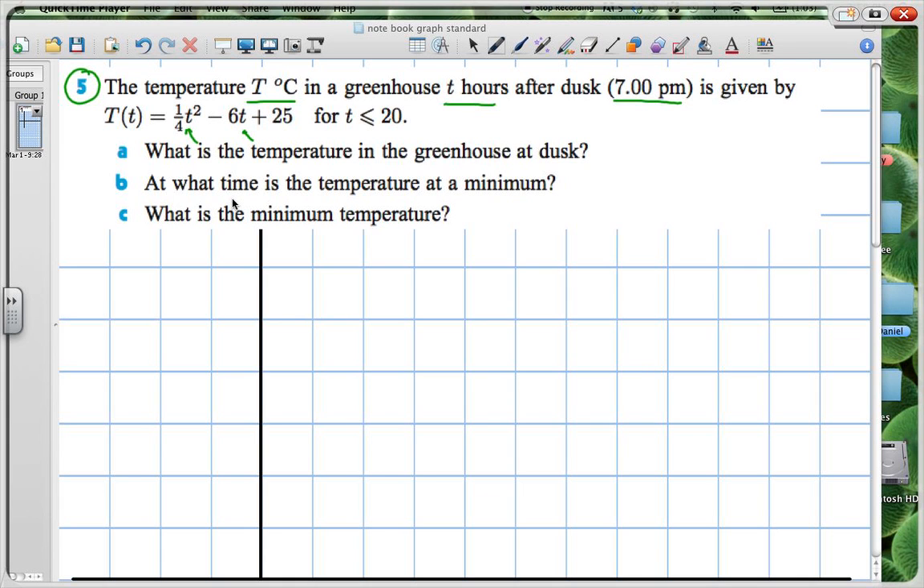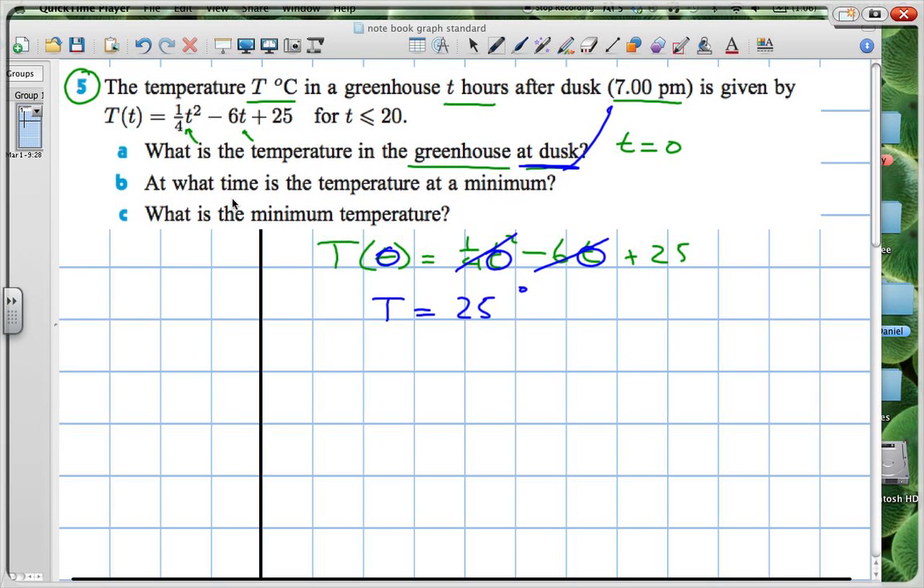Okay, so what is the temperature in the greenhouse at dusk? Now, that will obviously be when you are starting. So T is equal to 0. So you take this equation here, T is equal to a quarter T squared minus 6T plus 25. And because you're starting here at dusk or at 7 p.m., that's when basically the stopwatch starts, when you're starting the counting of time. So all your T's are 0, so this will be 0, that will be 0, it will be 25 degrees Celsius.